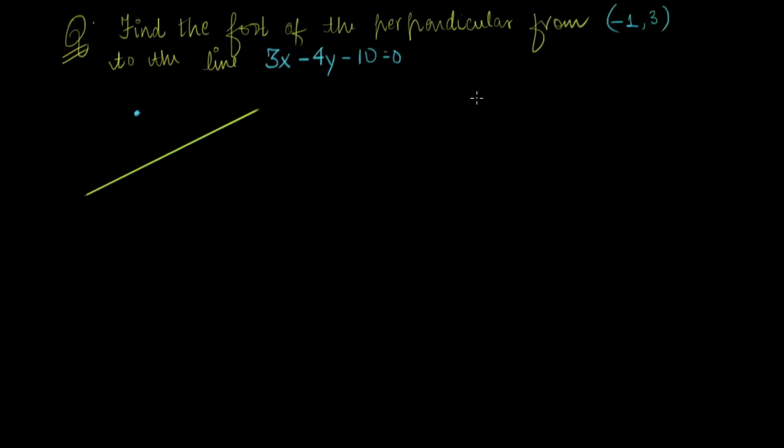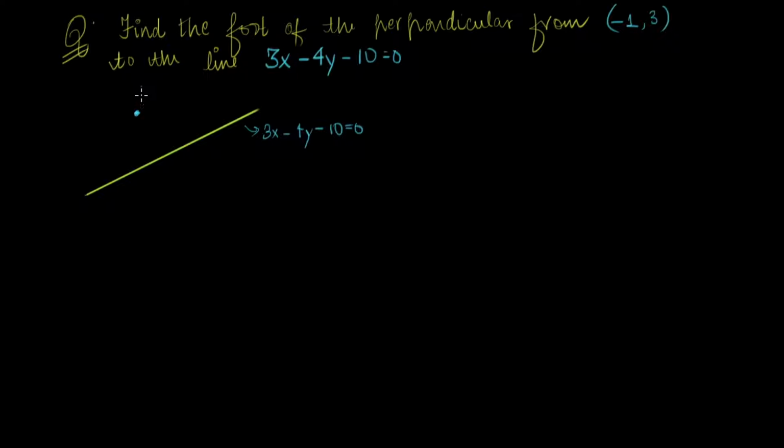Alright, so in this video we'll try to work out the foot of the perpendicular from the point (-1, 3) to the line 3x - 4y - 10 = 0. It helps if we draw what we're actually working out. The first thing we can do is draw the line. Here I've drawn it before as 3x - 4y - 10 = 0.